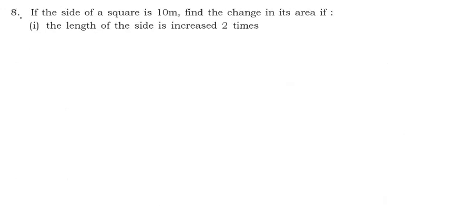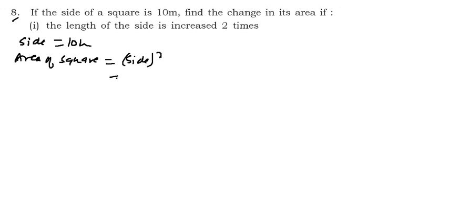Now come to the next question. 8th question: the side of a square is 10 meter. Find the change in area if the length of side is increased by 2 times. So let the side be 10 meter. So the area of square is equal to side square. That means 10 square, so that is 100 meter square. So you can say square meter.